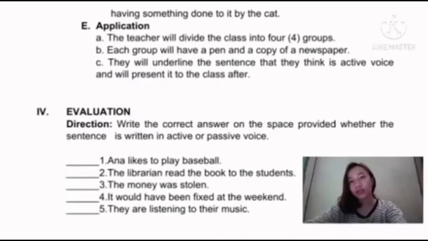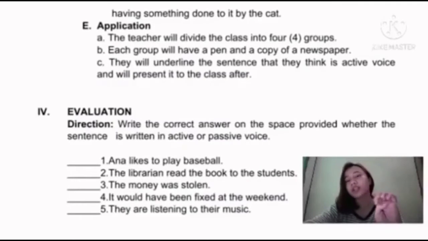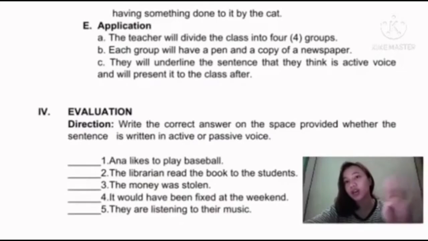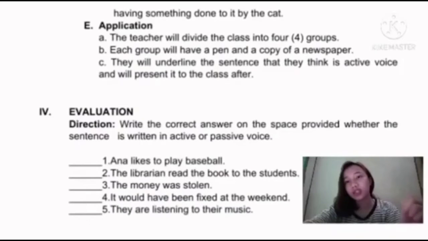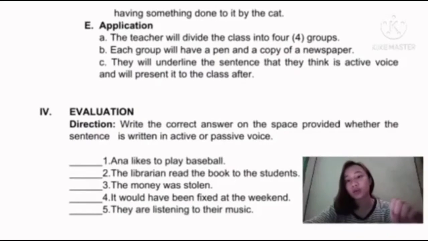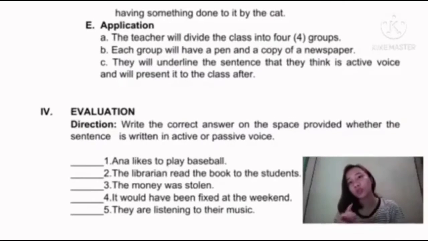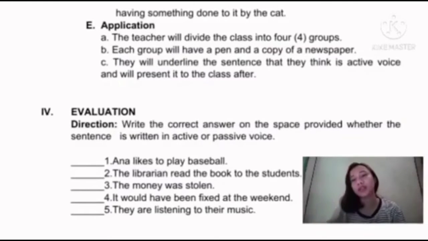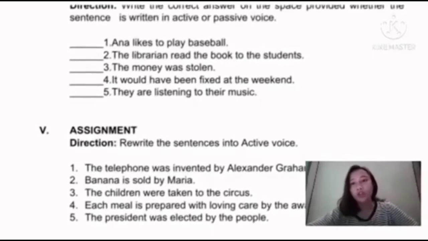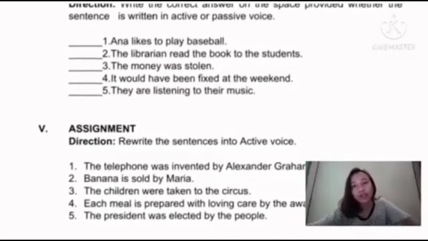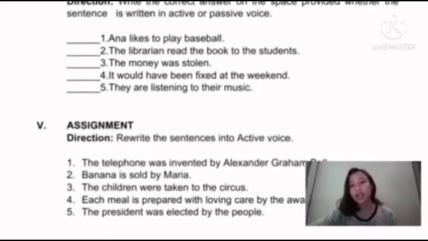The last one in the 4 A's is the application. Application is very important and scary at the same time because you really need to make sure that your students really understand the lesson. In this case, the students will do their tasks with their group mates to contribute, to share, and to learn new knowledge with their classmates. The next one is the evaluation. You really need to evaluate your students if they really understand the lesson, which is the passive and the active voice. And next is the assignment.